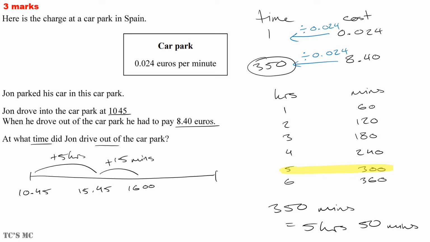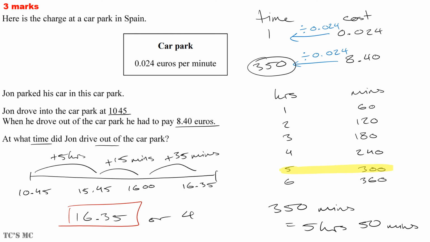15 add what would make it 50? That would be 35. So add on 35 minutes, and that is 14:35. So our answer is 14:35, and that would get you the final mark. If you want to, you could say 4:35 p.m. You must have the p.m.